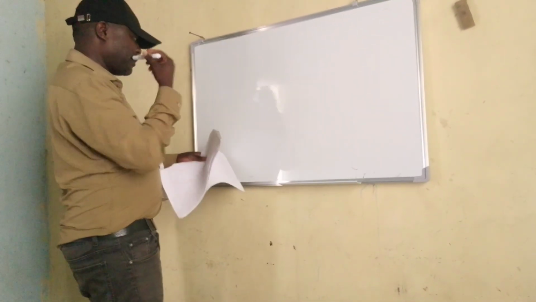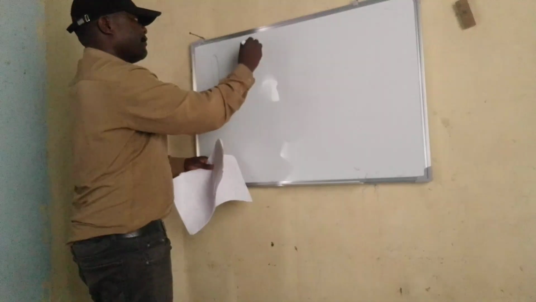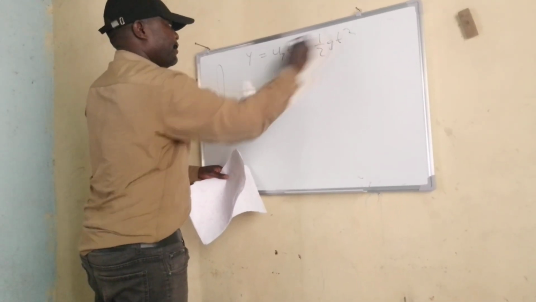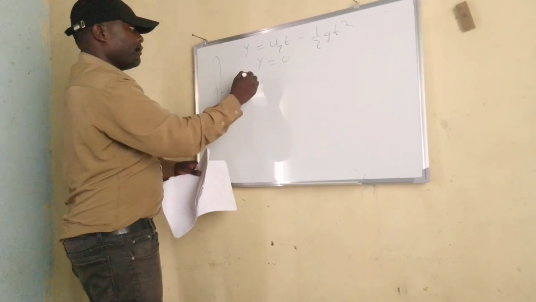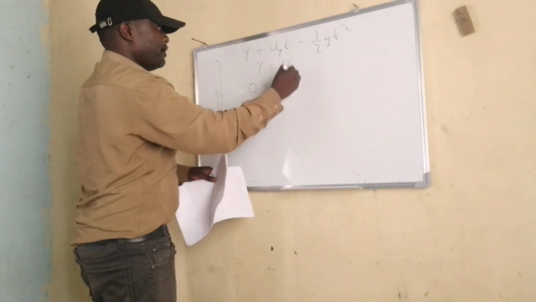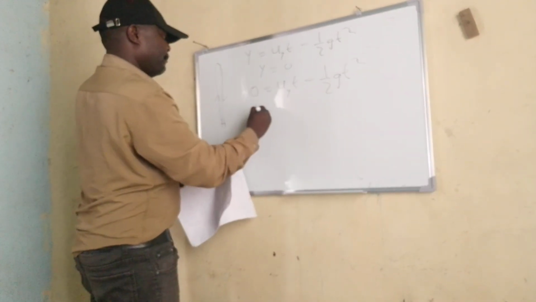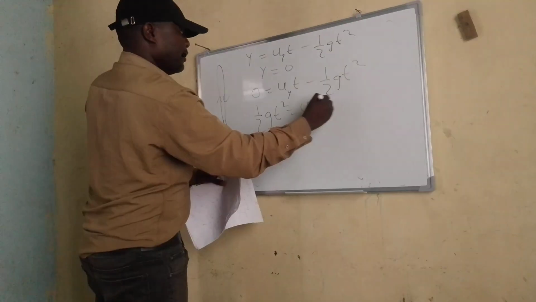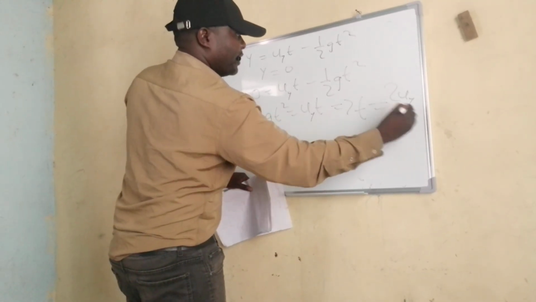So we say this is the lands back. Say y is equal to uit minus half gt squared. So y is equal to 0, total vertical displacement. So 0 is equal to uit minus half gt squared. So half gt squared will be uit. This brings us to t is equal to 2u over g.